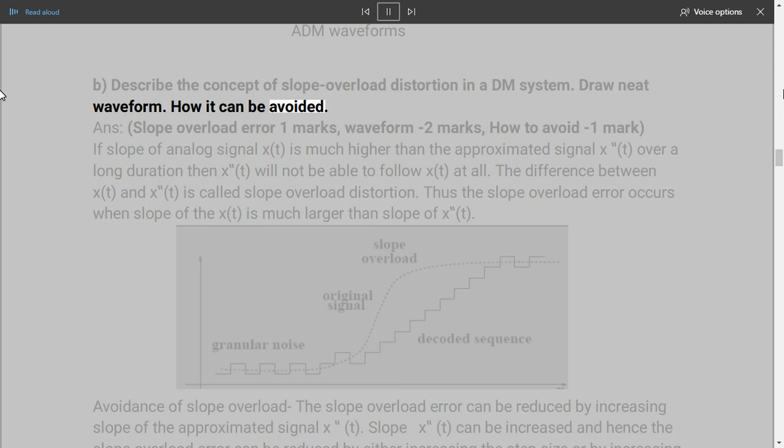How to avoid, 1 mark. If the slope of the analog signal x(t) is much higher than that of the approximated signal, then over a long duration the approximated signal will not be able to follow x(t) at all. The difference between x(t) and the approximated signal is called slope overload distortion. Thus slope overload error occurs when the slope of x(t) is much larger than the slope of the approximated signal.